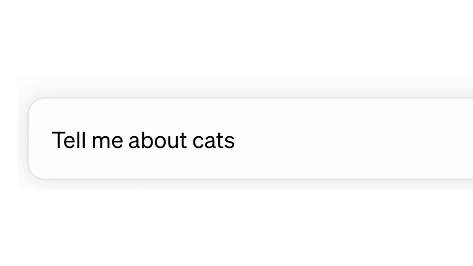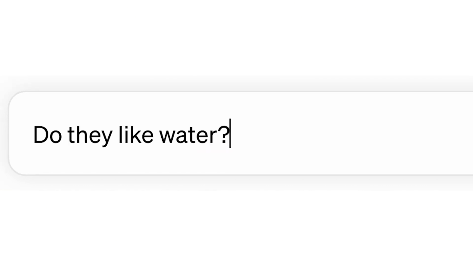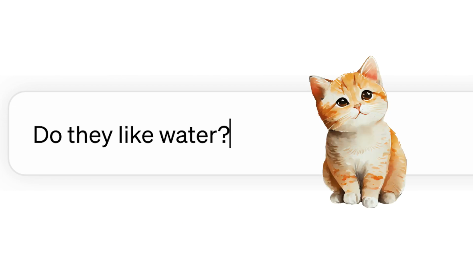If we say, "Tell me about cats," and then follow up with, "Do they like water?" ChatGPT knows you're still talking about cats, even though you didn't repeat the word cat. It's like ChatGPT's memory that helps it connect the dots and keep the conversation on track.